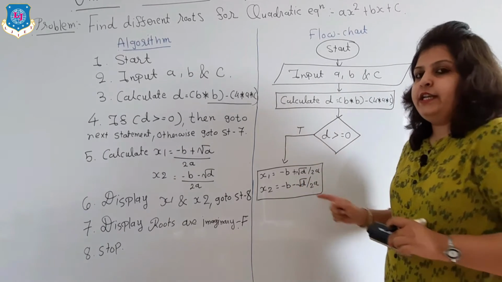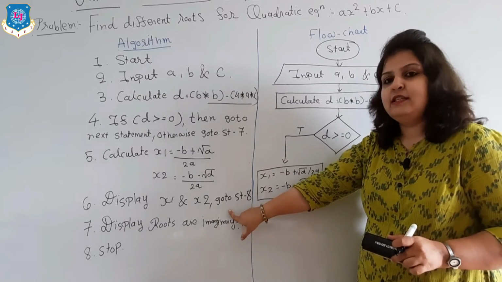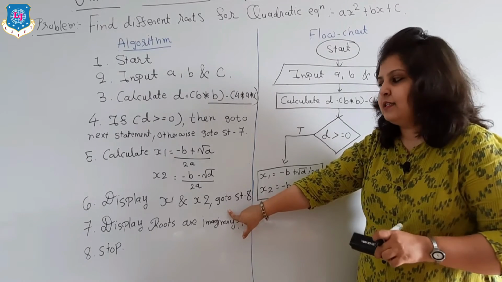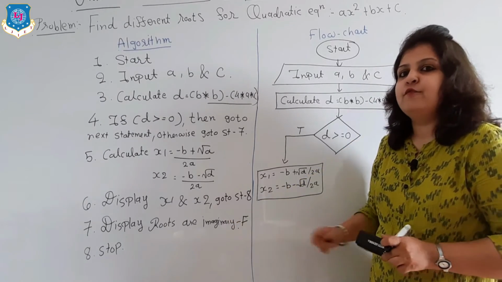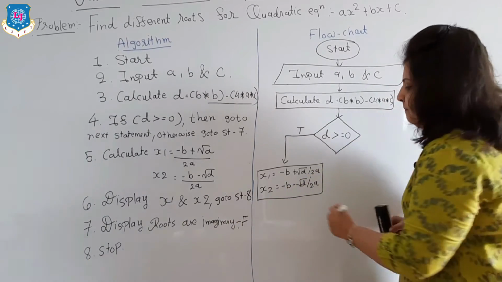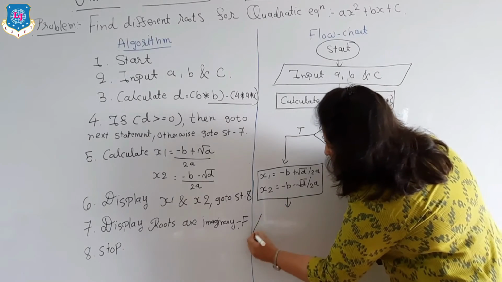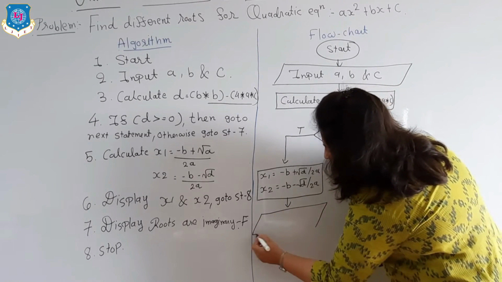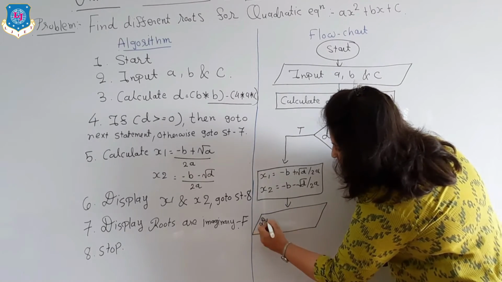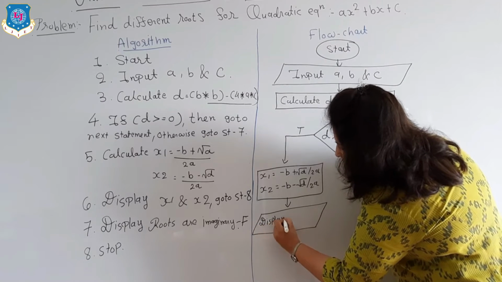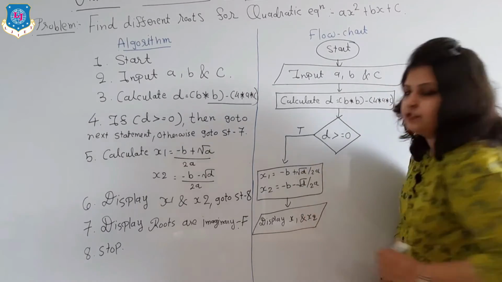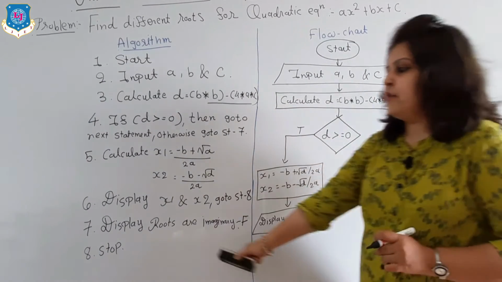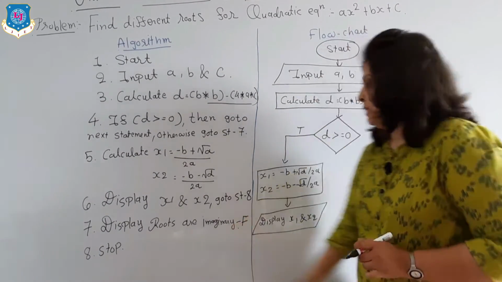And after calculating x1 and x2 we have to display the values of x1 and x2, and that is nothing but our output, and the symbol for output is a parallelogram. And in the parallelogram we have to write display x1 and x2. Now we have to set our false part.